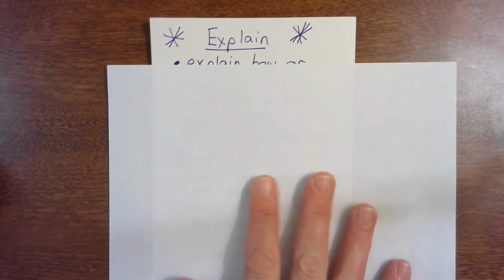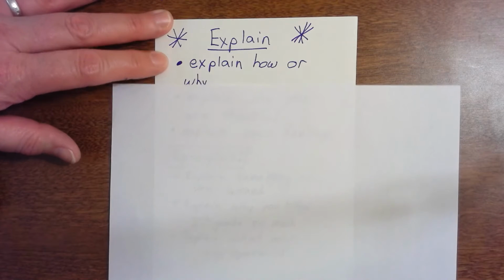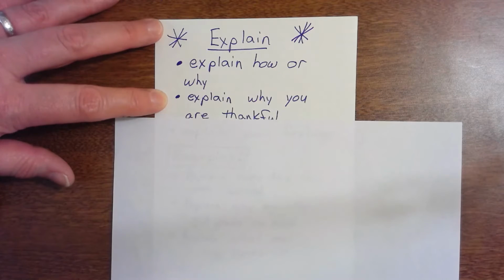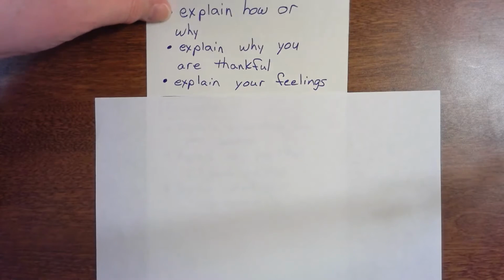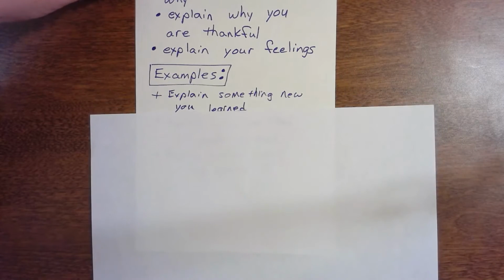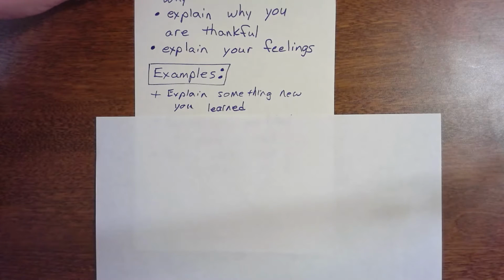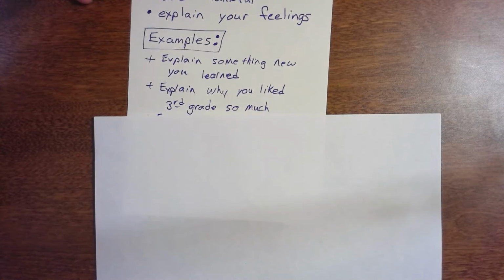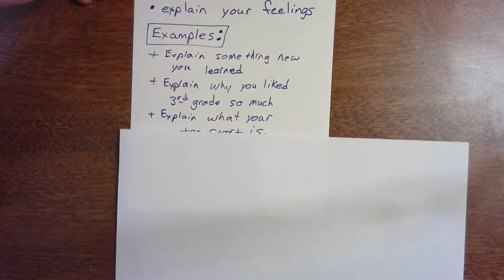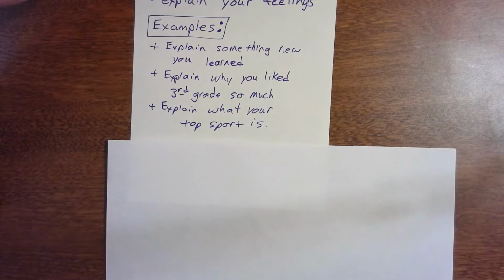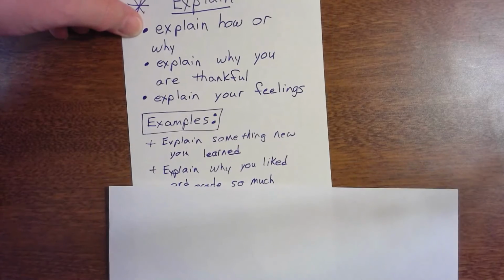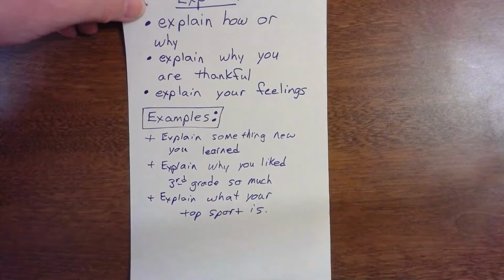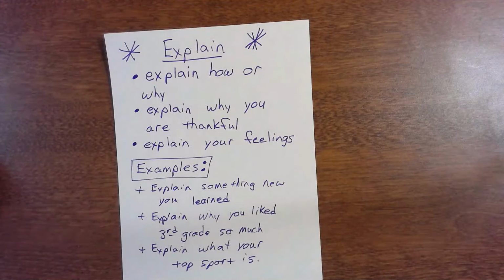All right, to explain something, it means to explain how or why, to explain why you are thankful, to explain your feelings. Here's some examples. Explain something new you learned. Explain why you liked 3rd grade so much. Explain what a top sport is. So these are types of things you can write about in explaining. The purpose is to explain in your letter.